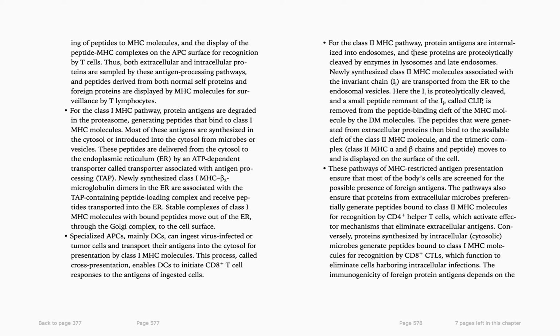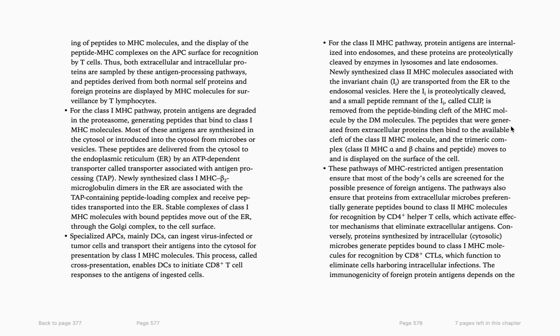For the class 2 MHC pathway, protein antigens are internalized into endosomes, and these proteins are proteolytically cleaved by enzymes in lysosomes and late endosomes. Newly synthesized class 2 MHC molecules associated with the invariant chain are transported from the endoplasmic reticulum to the endosomal vesicles. Here, the invariant chain is proteolytically cleaved, and a small peptide remnant of the invariant chain called CLIP is removed from the peptide-binding cleft of MHC molecules by the DM molecule.